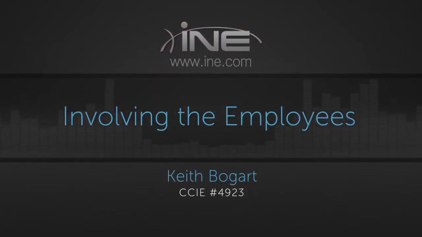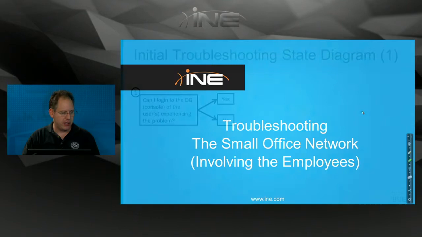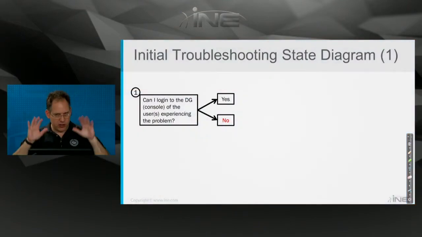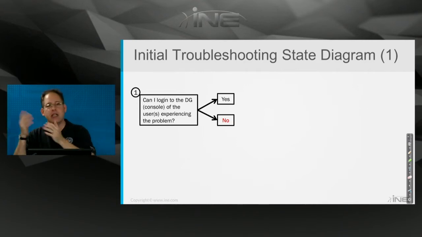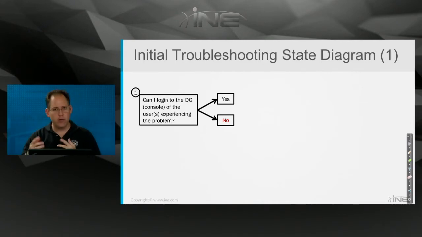So now we're at the last video in this section. Let's quickly review where we are by going back to our flowchart. We're still at the point where the employee is saying he or she can't reach a website, can't reach their instant messaging server, some resource they can't get to over the network. We have verified that we could indeed get into the router. That's good.